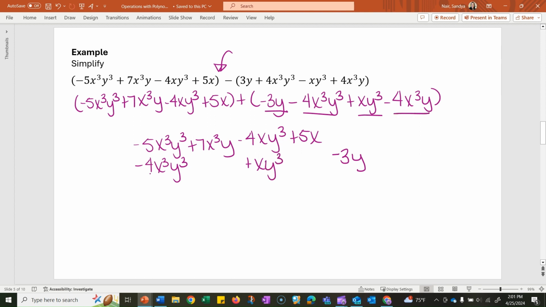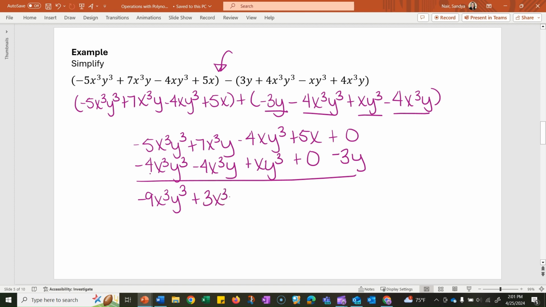And then minus 4x cubed y, I'm going to put right here. So the terms that don't have anything to combine with, if you want, you can add in a plus 0 just to have a placeholder there, or you can just leave it blank. Okay, so minus 5 minus 4 gives me minus 9x cubed y cubed. Plus 7 minus 4 gives me plus 3x cubed y.